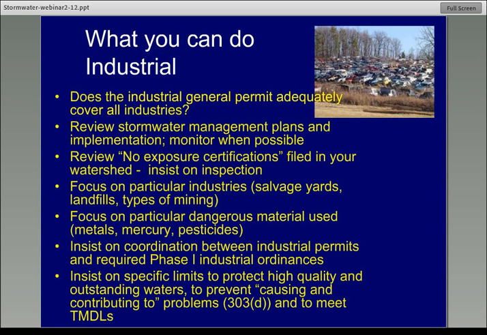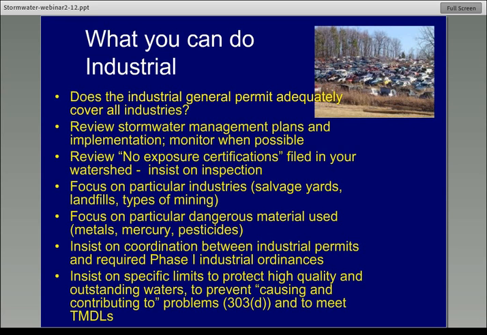Reviewing no exposure certifications can make a big difference, and particular industries might be easier to look at. Salvage yards, there's examples of how salvage yards have been brought into compliance because they're often mom and pop entities and they need your help perhaps, to understand what it's supposed to do, and oftentimes they might not even have a permit.